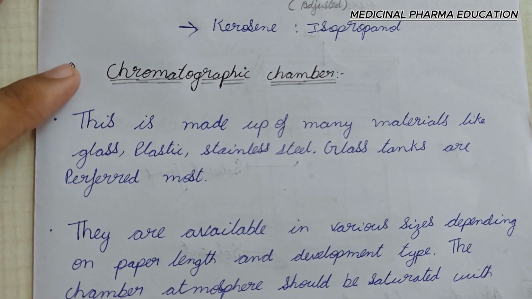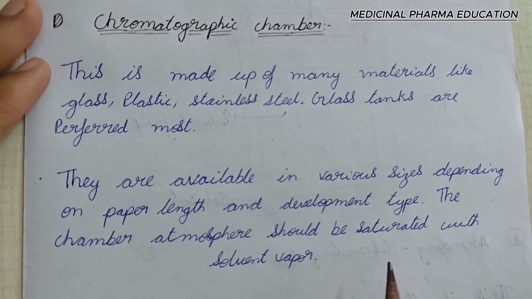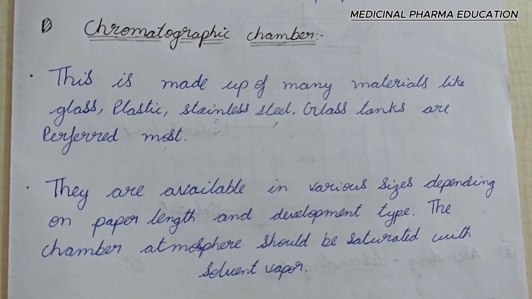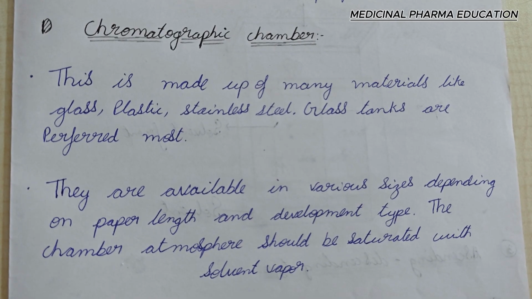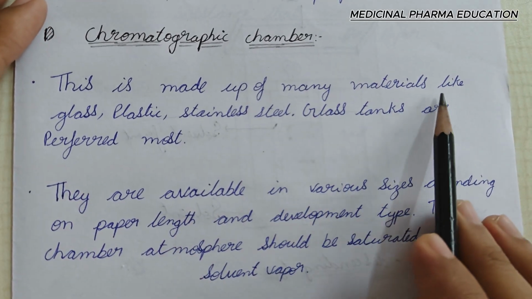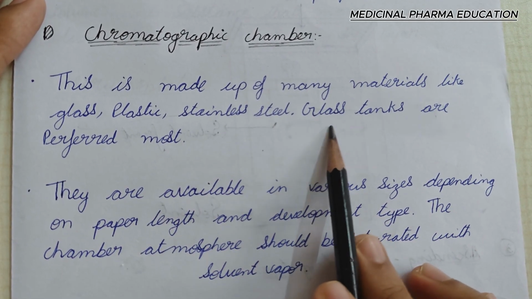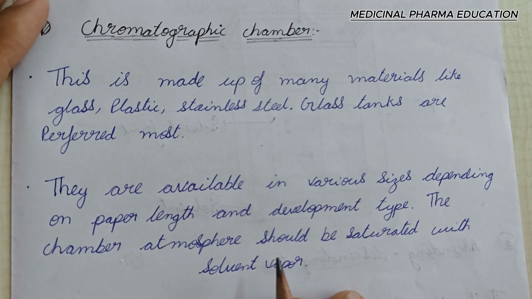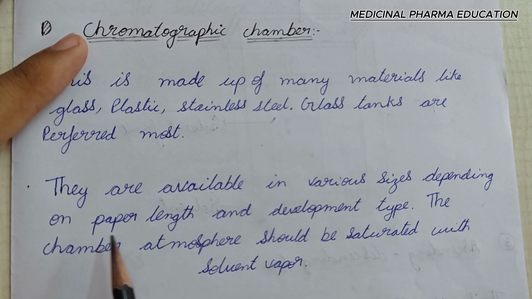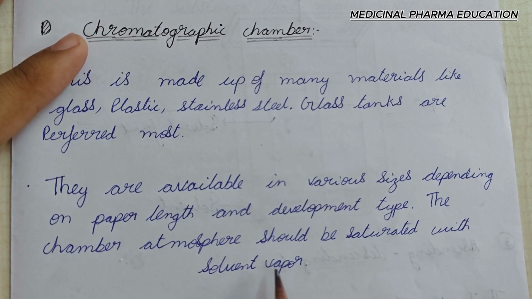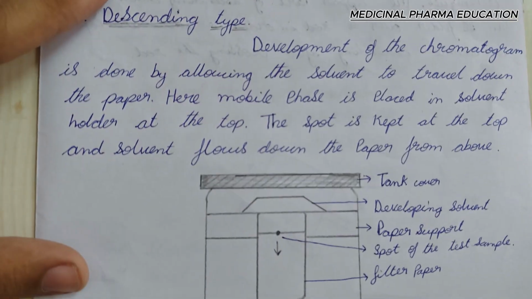Next, what we are discussing: chromatographic chamber. Chromatographic chamber is nothing but a beaker where we dip the paper into the solvent mobile phase, so it can absorb and start the chromatographic process. The chromatographic chamber is made of many materials like glass, plastic, stainless steel. A glass tank is preferred most because it is visible from inside out. They are available in various sizes depending upon the paper length and development type. The chamber atmosphere should be saturated with the solvent vapors. See, this is the container.